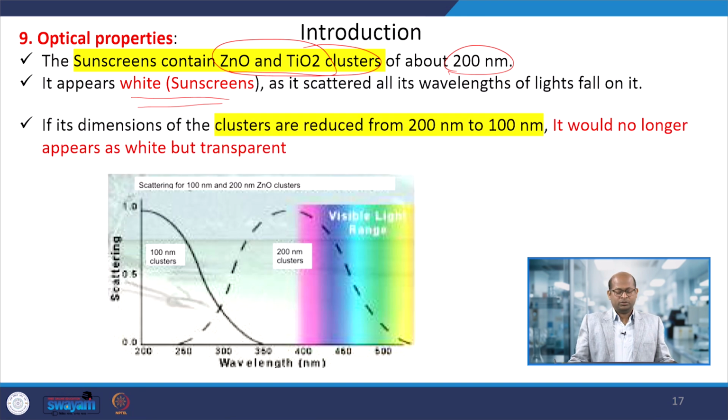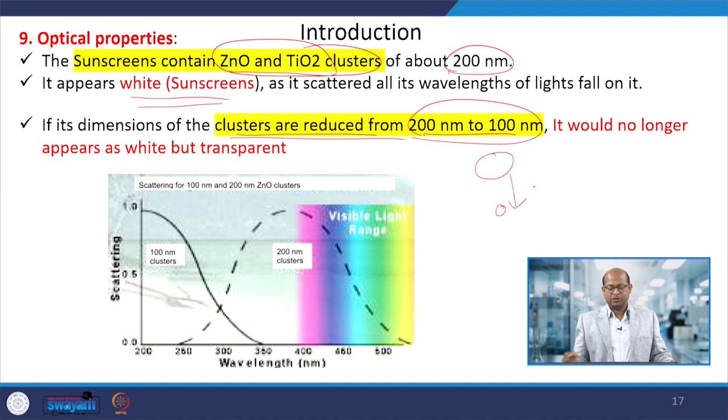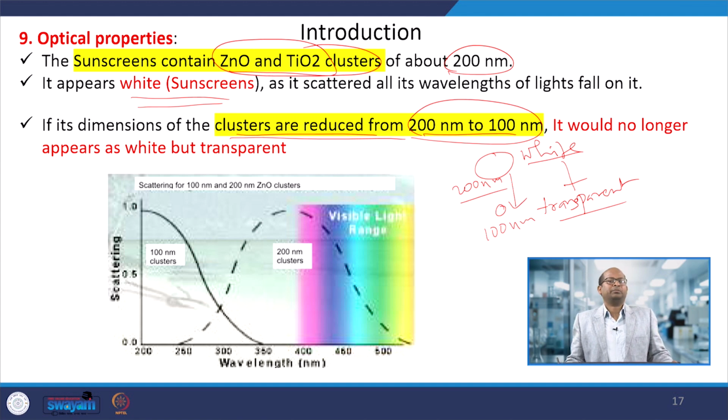Okay. So when we change that cluster size from 200 nanometers to 100 nanometers, meaning the nanoparticle size or dimensions we are changing, reducing the cluster size from 200 to 100 nanometers, then initially I said it appeared as a white color. When its size is reduced to 100 nanometers, then it would appear transparent. So white to transparent, that is the property this particular type of nanomaterial has shown.